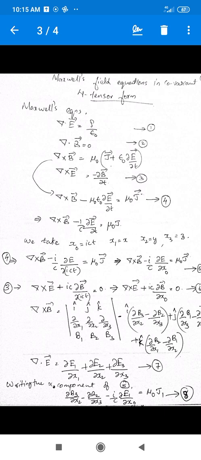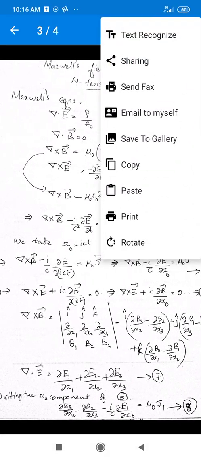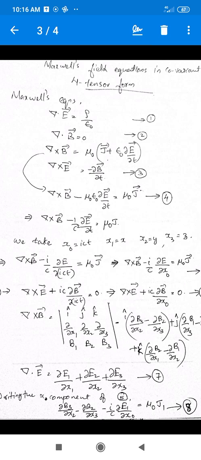Del cross B, now we multiply. So instead of mu 0 1 by c square, we write i by c. i we have introduced in numerator and denominator, and then c we have split. So minus i by c into dou E by dou of ict. ict is x0, we can substitute that. So del cross B minus i by c dou E by dou x0, we can write like that, which is mu 0 J.